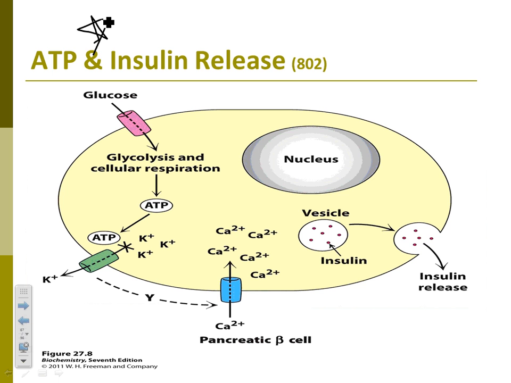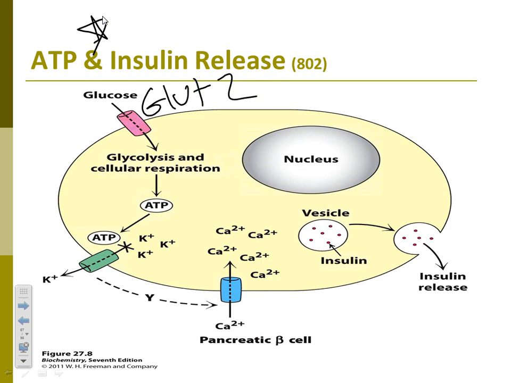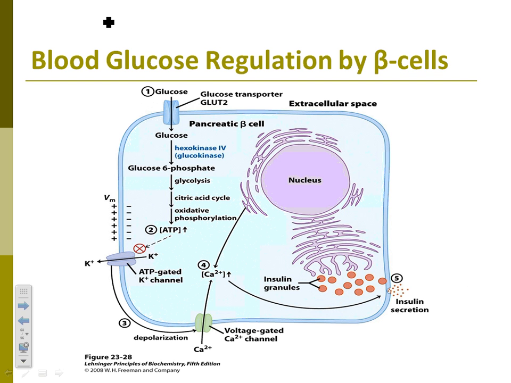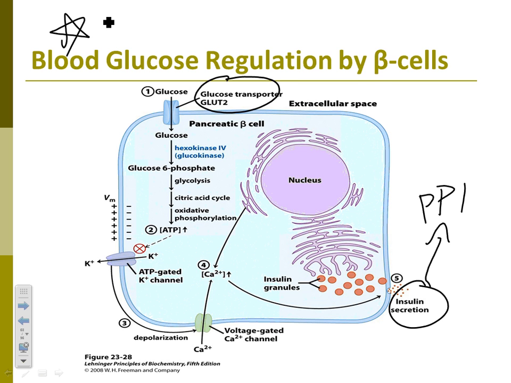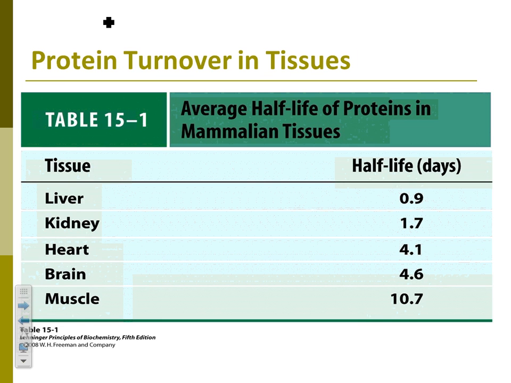This is the story of the pancreas. Definitely need to know this one. Let's see, pancreas, GLUT2. Here's a better illustration. Understand this one, and this little pathway, be able to draw the whole thing out, ending with the insulin secretion, leading to PP1. So the different ways it's regulated.